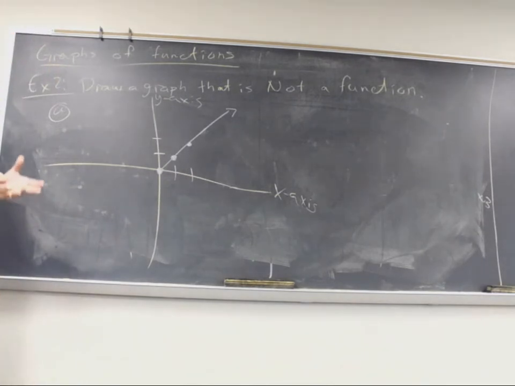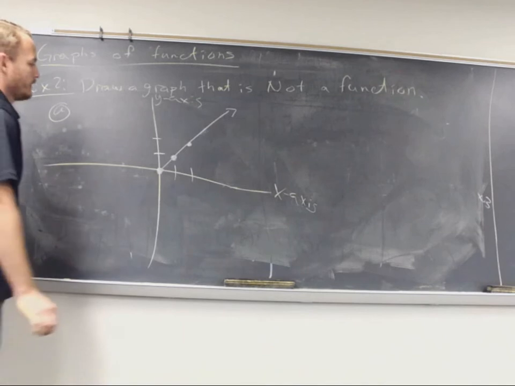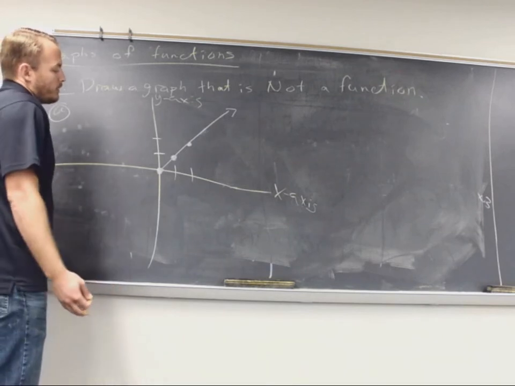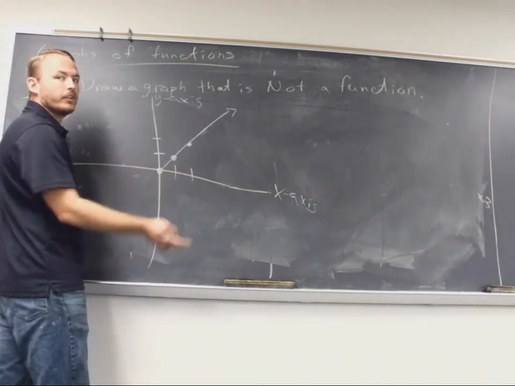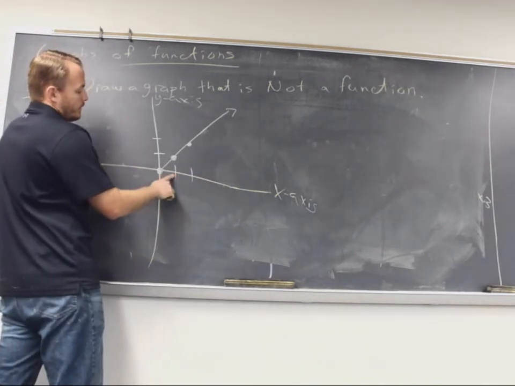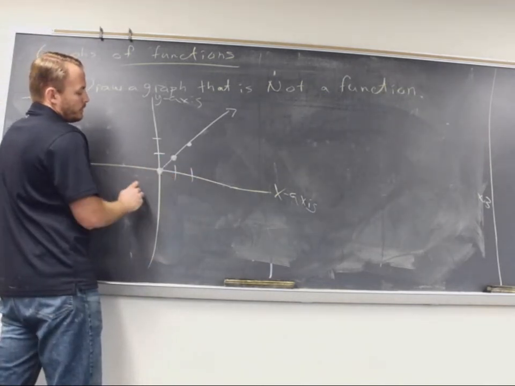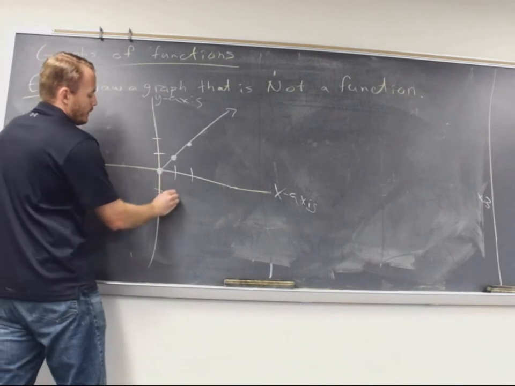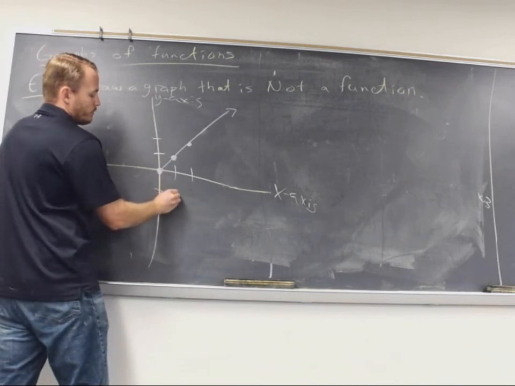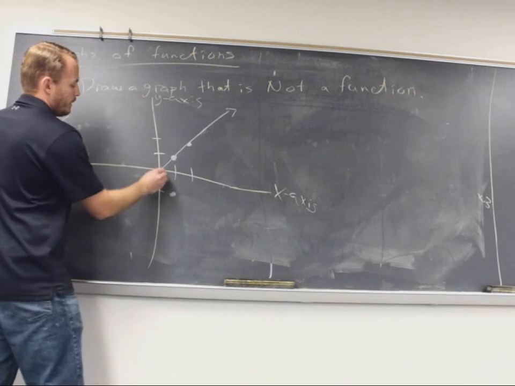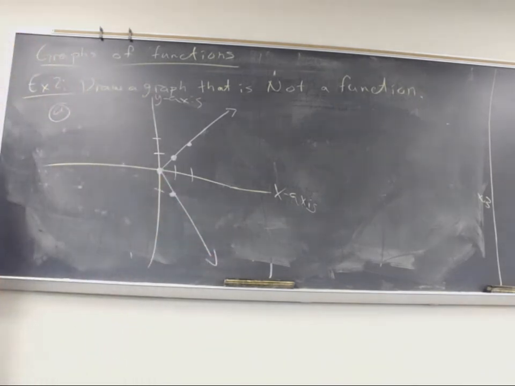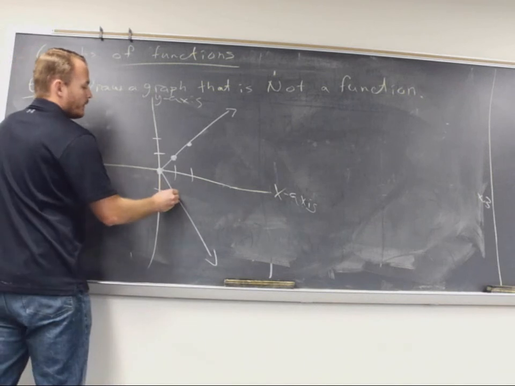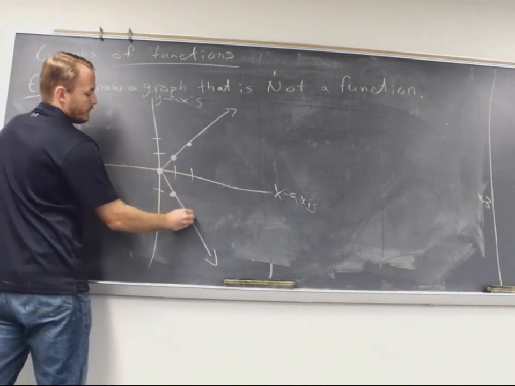So now let's make this not a function, just by extending the graph. To make it not a function, I would need to just pick one of these x values and give it another y value. So here at x equals 1, I already have 1. Now let's give it another value here of y equals negative 1. And so by doing that, now I've created two values for this x value also.